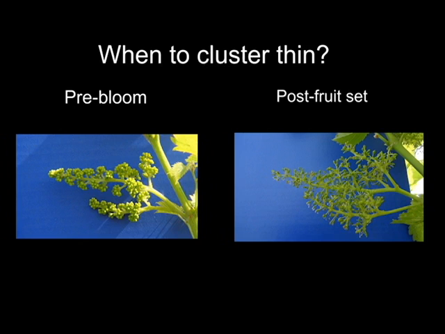For more information on the advantages and disadvantages of pre-bloom and post-fruit set cluster thinning, or any other canopy management practice, please see the additional resources at the end of this video.